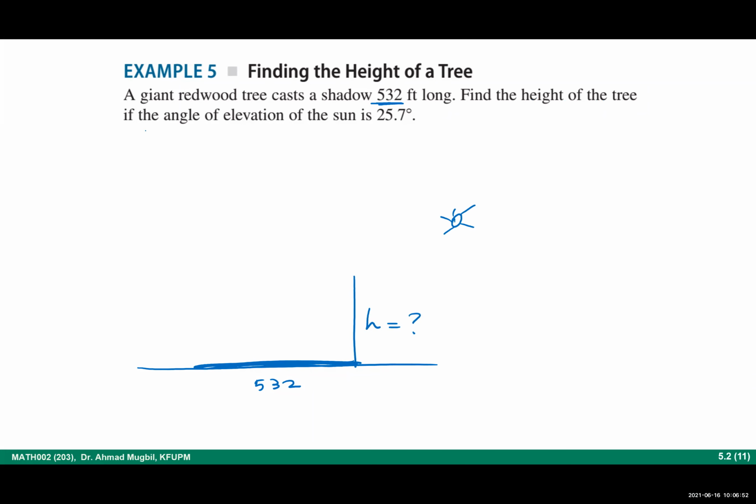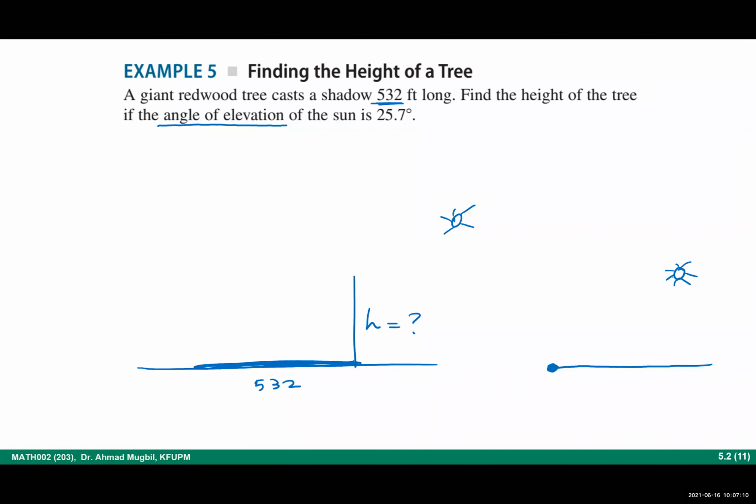Find the height of the tree if the angle of elevation of the sun is 25.7. What is the angle of elevation? If we are here, this is the ground, and the sun is here. How do we draw the angle of elevation from our eyes, from our point, to the sun? Like this. This is the line of sight, so this is the angle of elevation. You can call it whatever, but here it is given as 25.7.